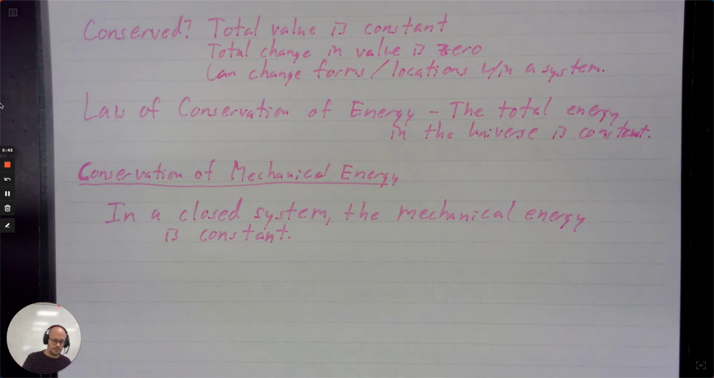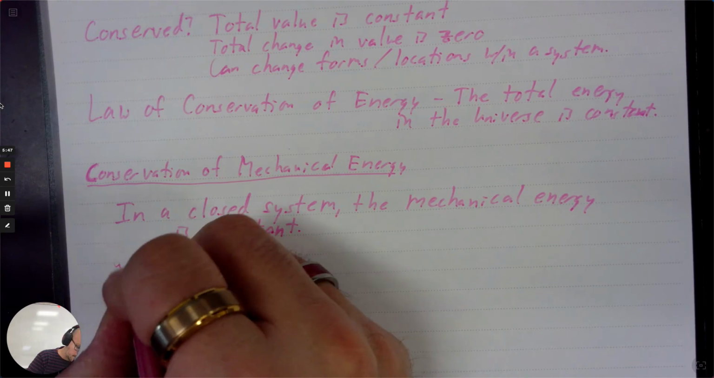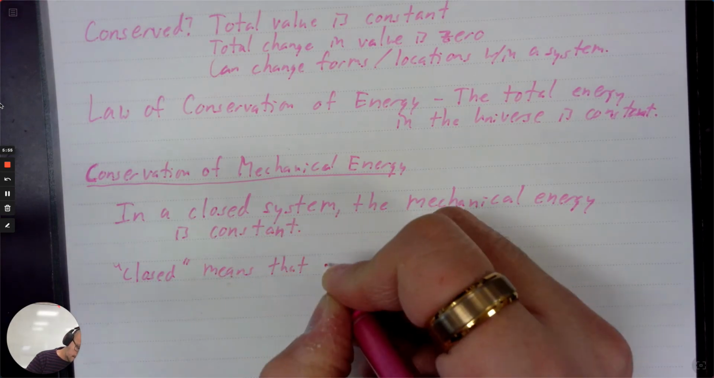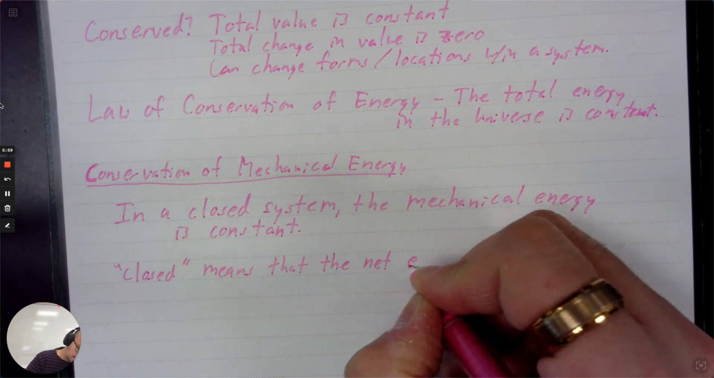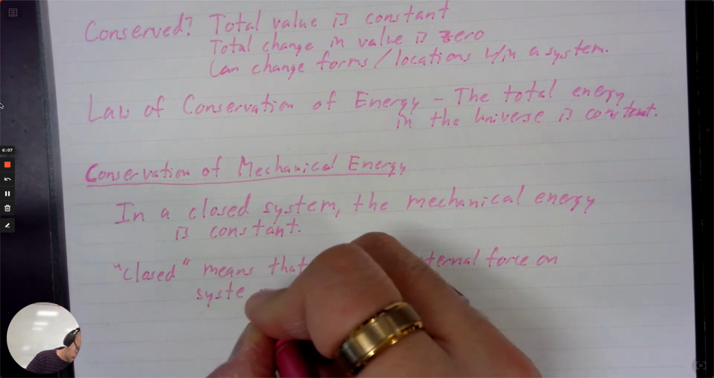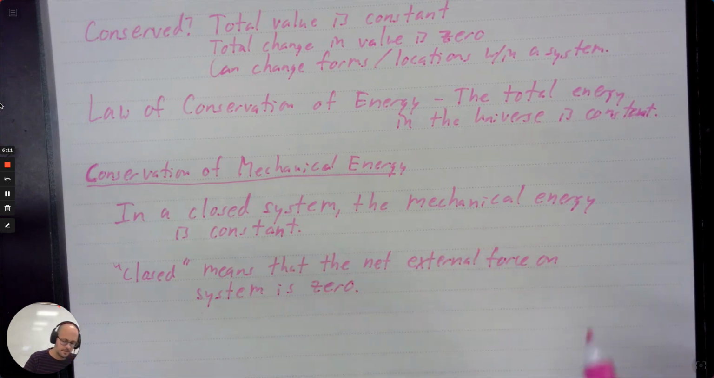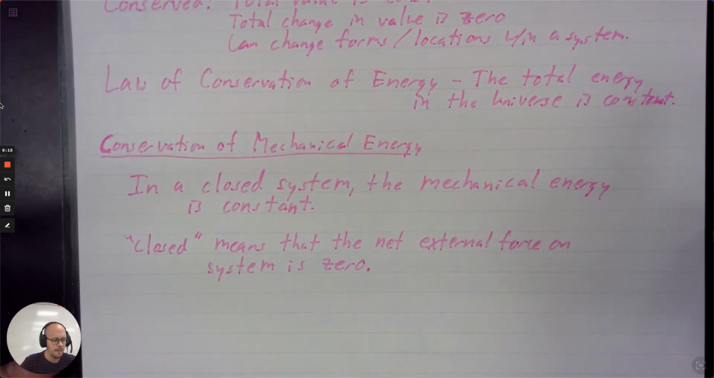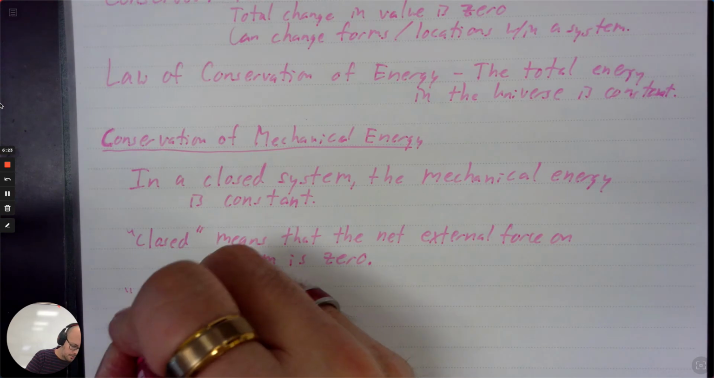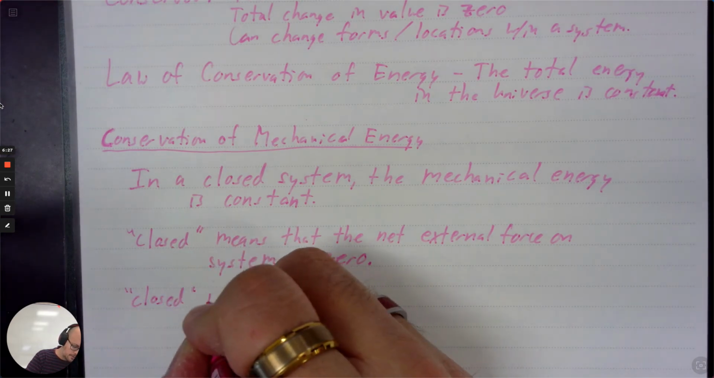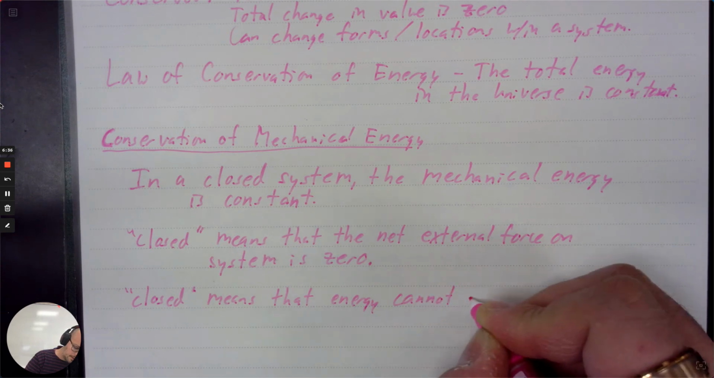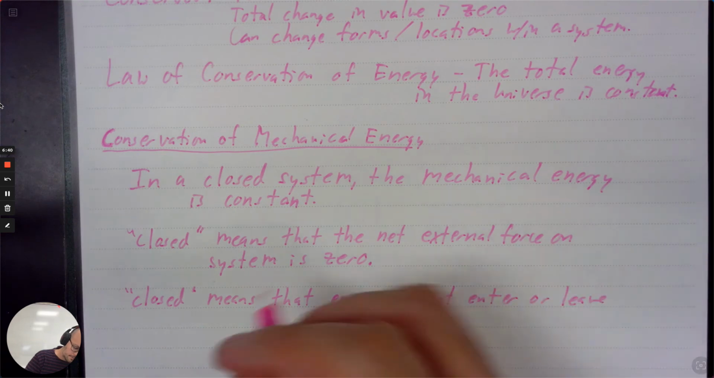So we have to talk about this idea of a closed system. To say that a system is closed is to say a couple things. It means that the net external force on the system is zero, so there is an absence of net external force on the system. That might be difficult to see in some situations. And then, closed also means that energy cannot enter or leave the system.